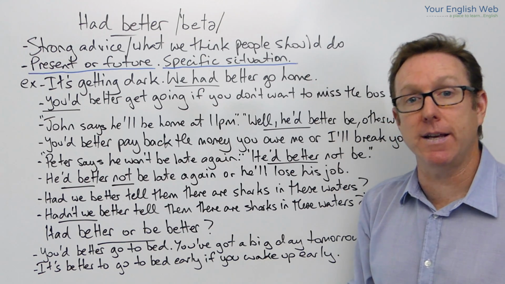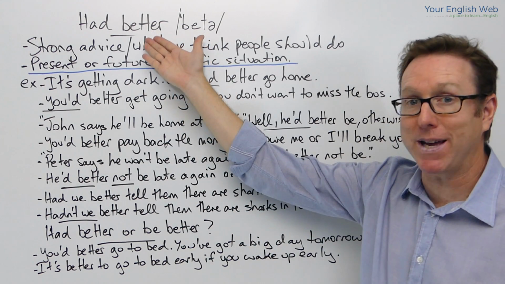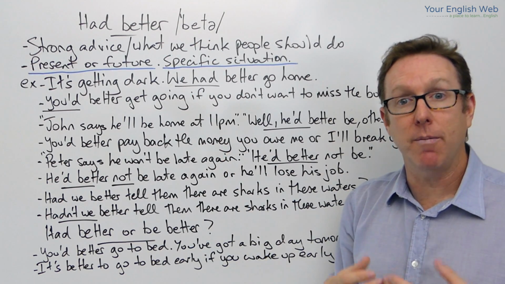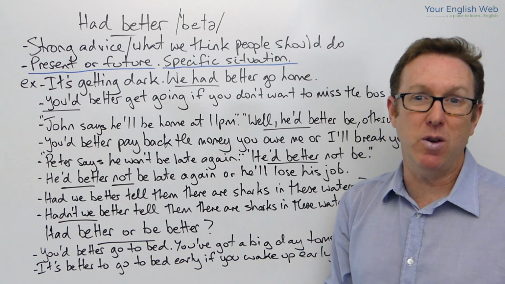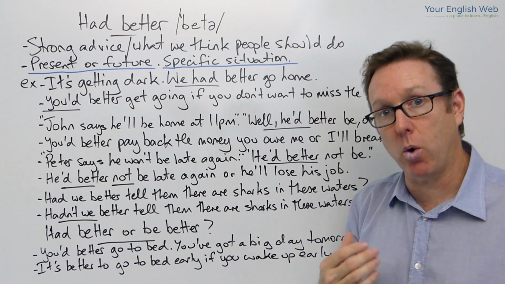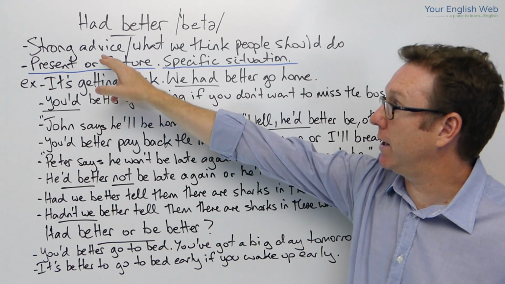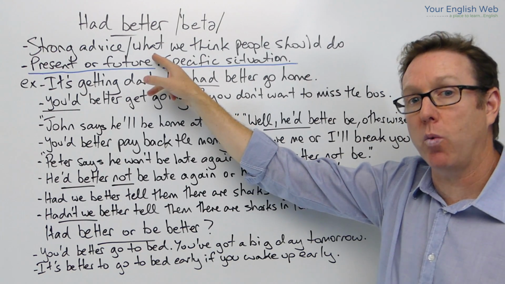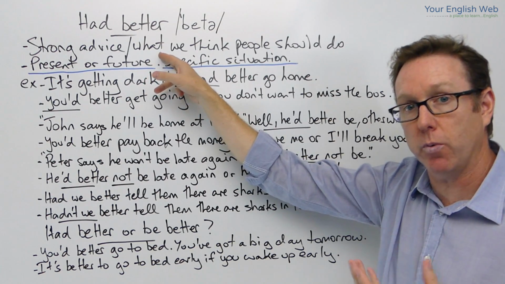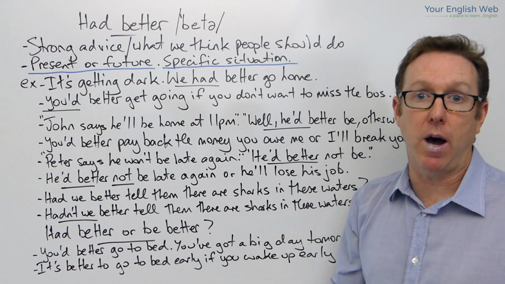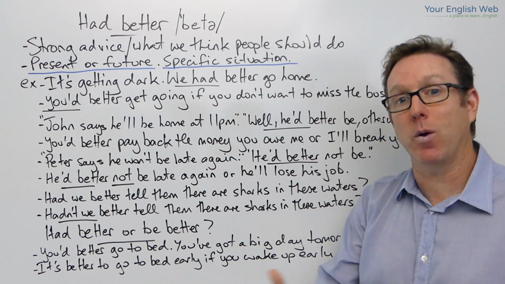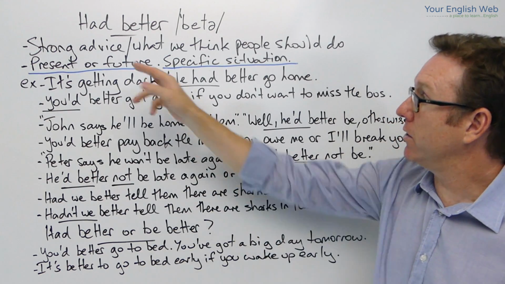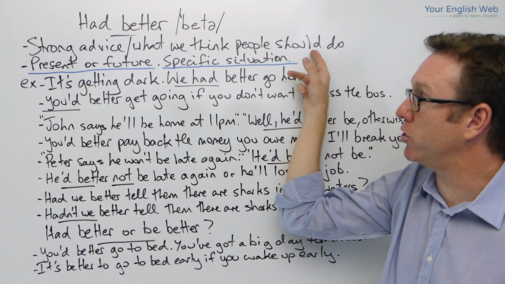Now, today's lesson is looking at how we use had better in English, and had better is used in a similar way to a modal auxiliary verb. We use it in a similar way to should and ought to, and we use it to give strong advice and also to give our opinion on what we think people should do, even ourselves. So what I think I should do, or what I think we should do, or you should do, they should do, etc. Okay, so strong advice and what we think people should do.